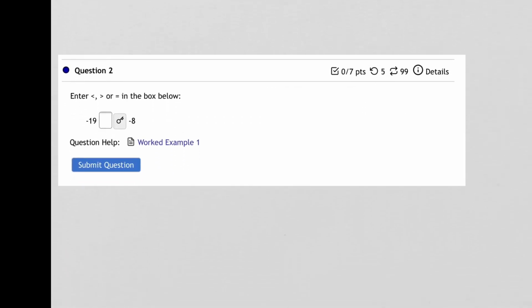Here's another example, same sort of thing. We want to put in the correct inequality symbol or potentially an equal sign. But in this case, we're comparing negative 19 to negative 8. Again, if you think about a real number line, if this is 0, negative 19 is way over here, negative 8 is maybe here. Since negative 19 lies to the left of negative 8, it must be less than. So that would be less than.